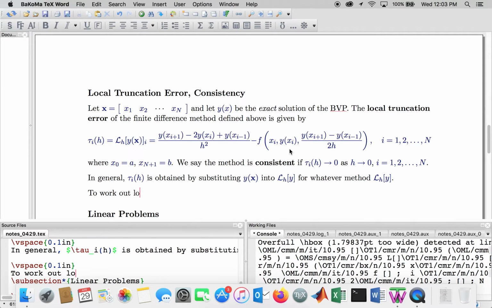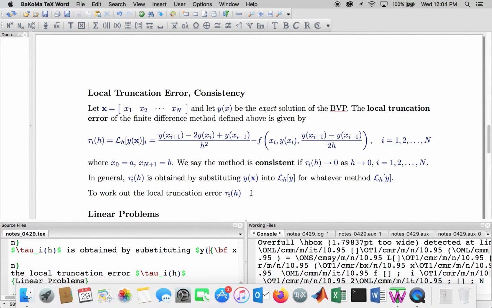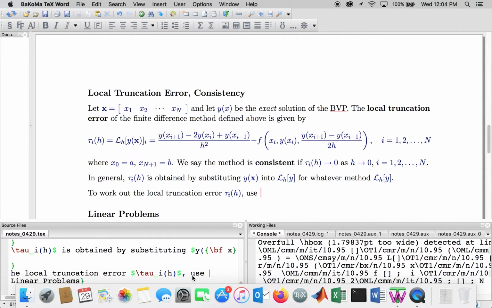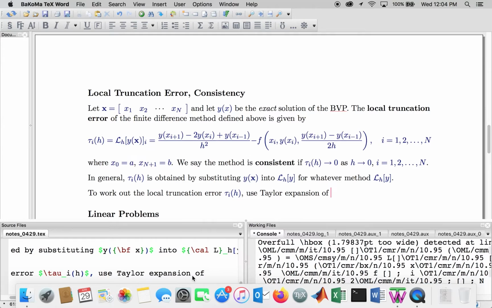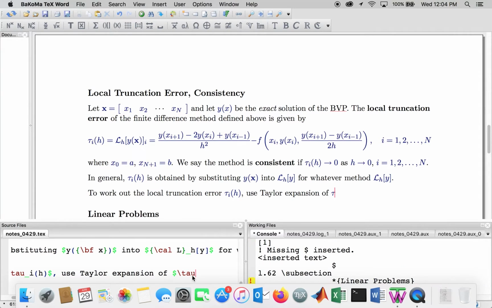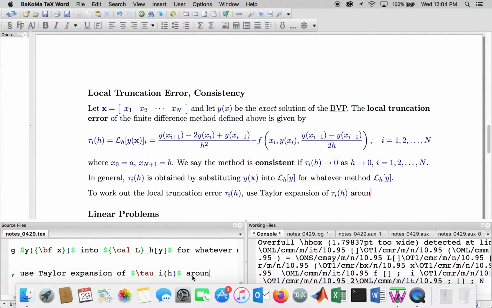So to work out local truncation error, tau i of h, use Taylor expansion of the above expression around xi.